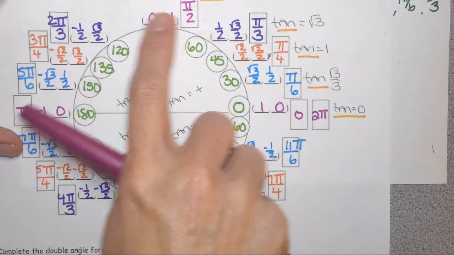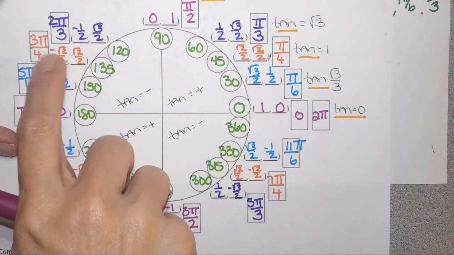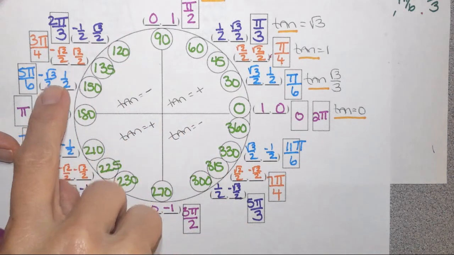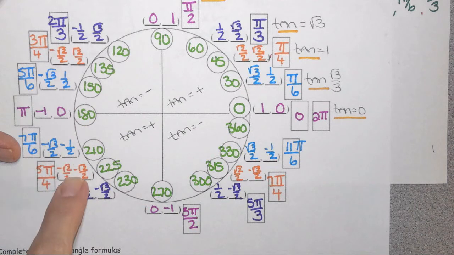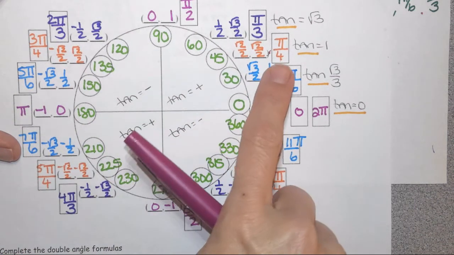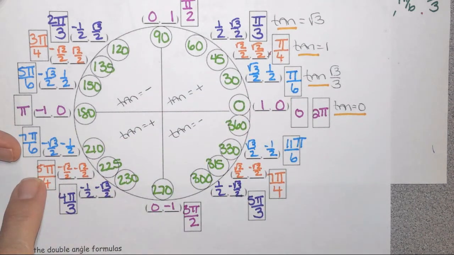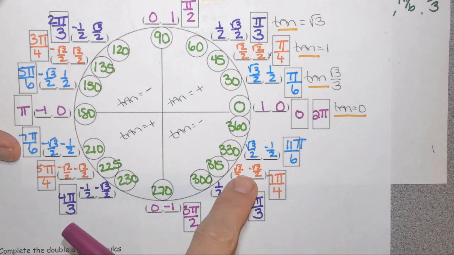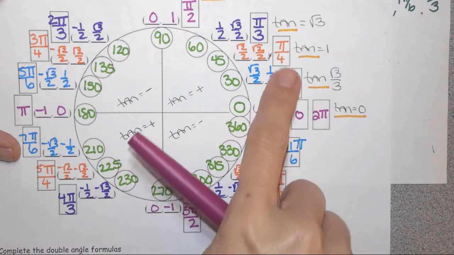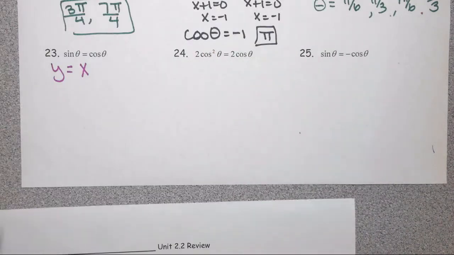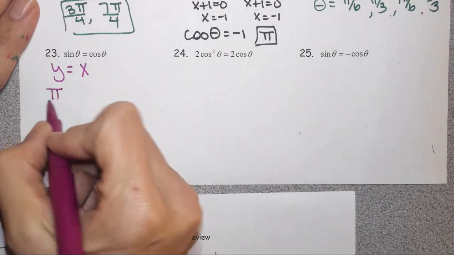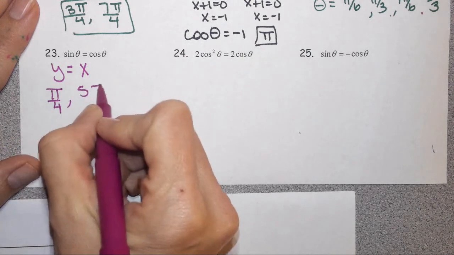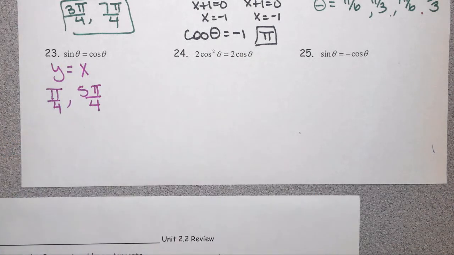Not the same, not the same. Close, but that one's a negative, so not the same. Not the same, not the same. Oh, the same. So far I have 2 answers, pi over 4 and 5 pi over 4. Not the same, not the same. Close, but that's a negative. So I only have 2 answers, pi over 4 and 5 pi over 4. That's where the y value equals the x value.